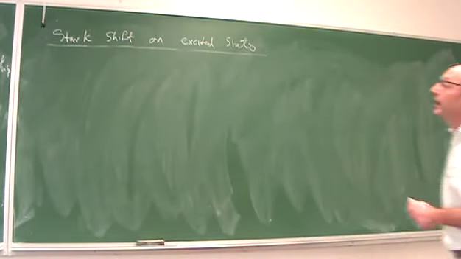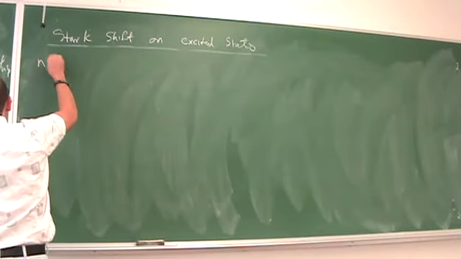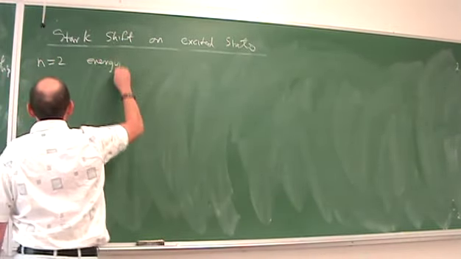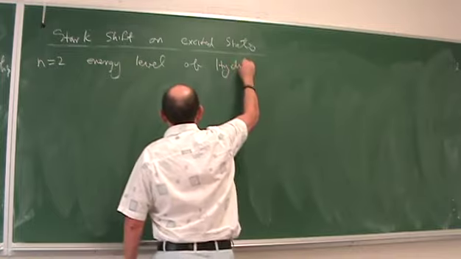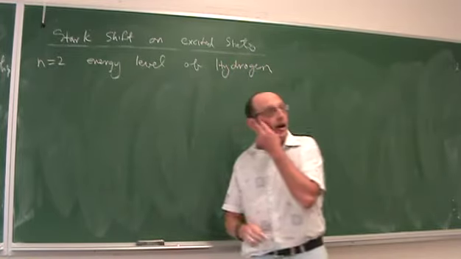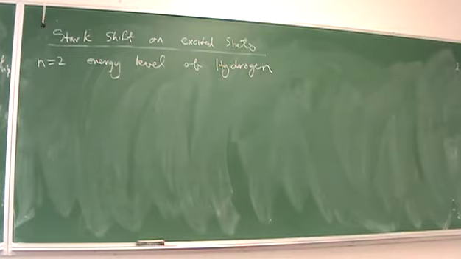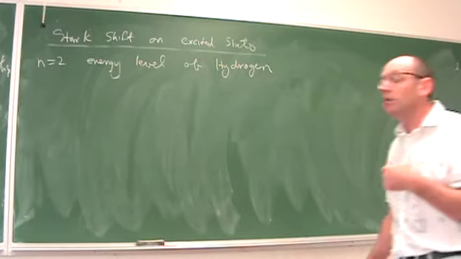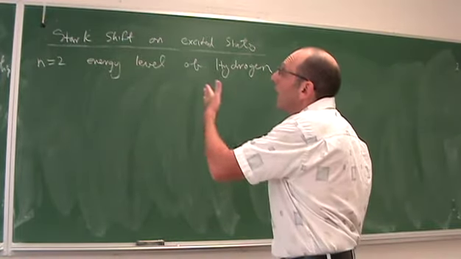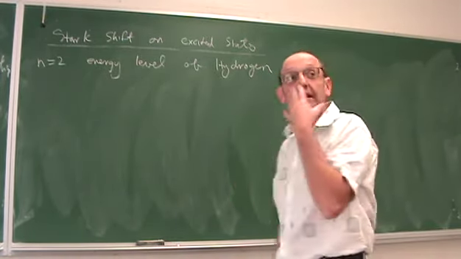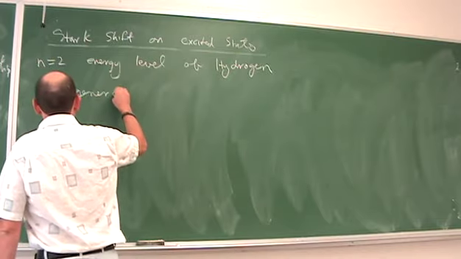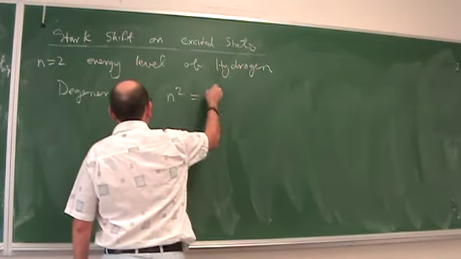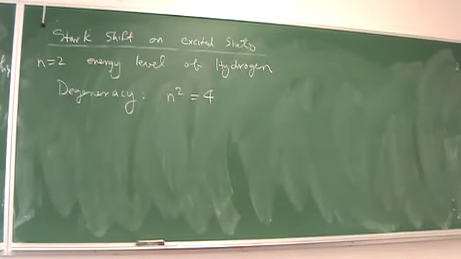So let's think about the n equals 2 energy level of hydrogen. Now, at the level of description that we have right now, the n equals 2 energy is multiply degenerate, right? The degeneracy under this level of description is n squared. So there are 4 sublevels associated with that energy, right?